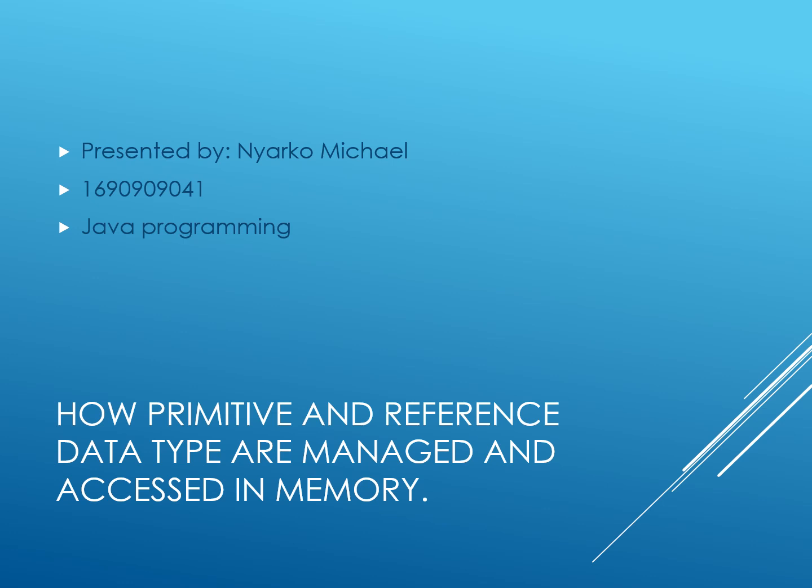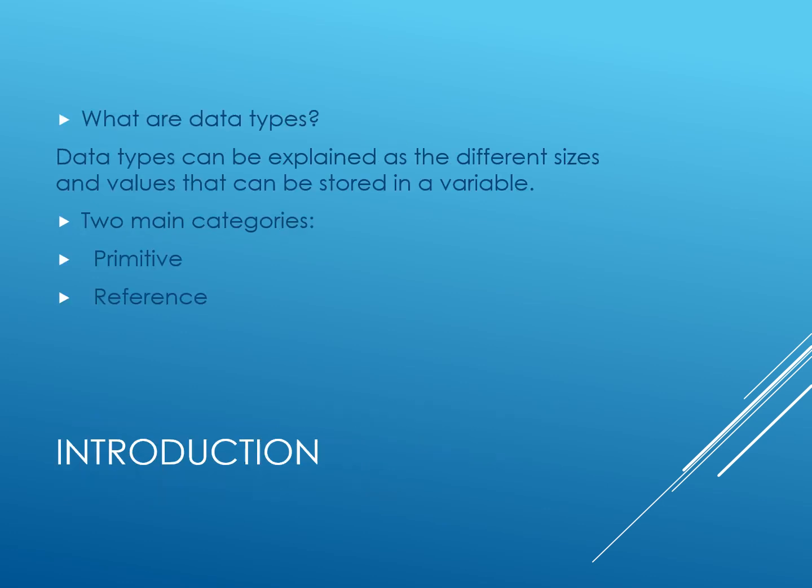Is Mike Onako. Here I'm about to explain how primitive and reference data types are managed and accessed in memory. Talking about data types can be explained as the different sizes and values that can be stored in a variable. This is to say that they define what kind of data a variable can store, or what kind of data can be stored in a particular variable.